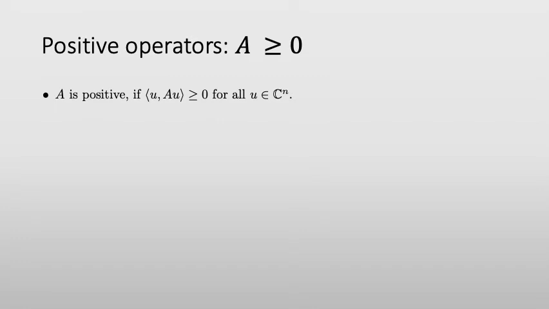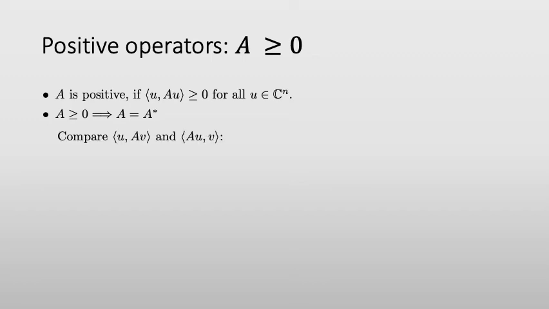Let's get back to self-adjoint operators. A special case is when the operator is positive. This means that the inner product of u and Au is greater than or equal to 0 for any vector u. In complex vector spaces, this condition implies that A is in fact self-adjoint.